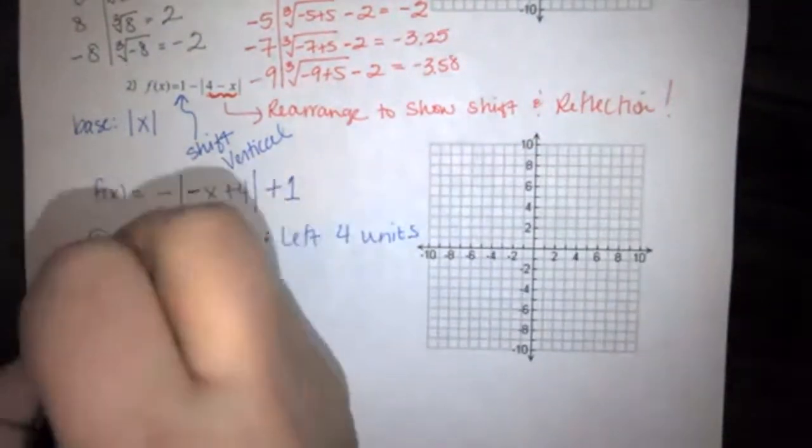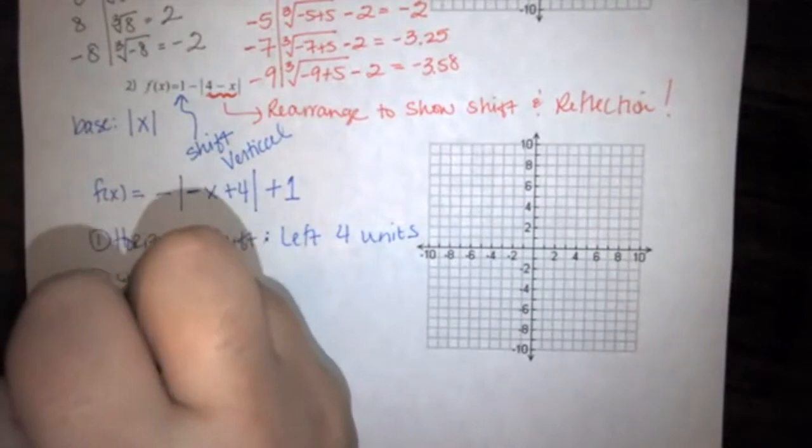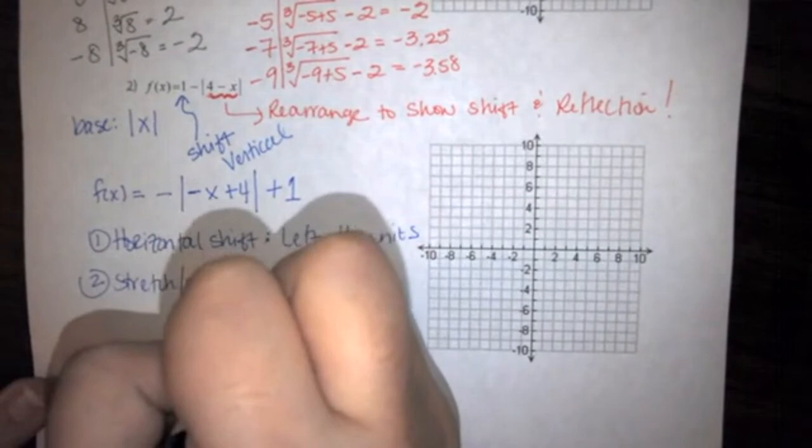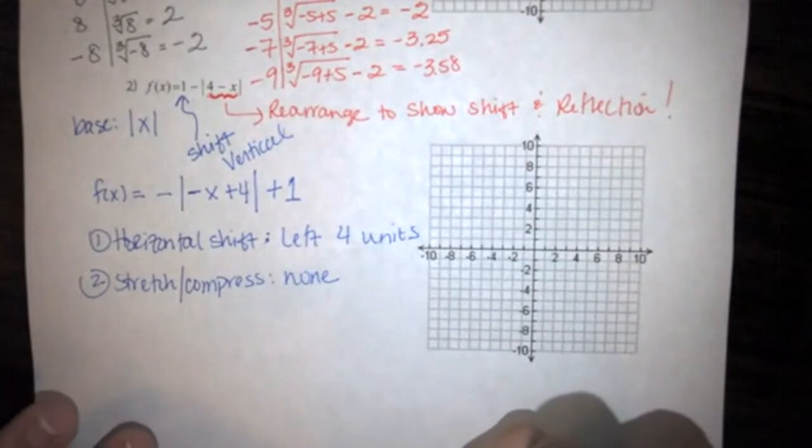Now the second thing we need to look at is stretch compress. And in this case, we have none, because I don't have a constant multiplying at any point.